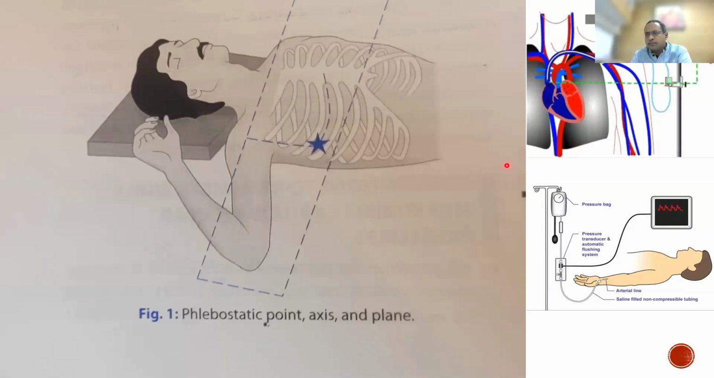And this is how a simple pressure transducer and the measuring system looks like. There is a pressure bag, which is approximately inflated to 300 millimeter of mercury. And there is a transducer, which is leveled at the phlebostatic axis. This is connected to an arterial line, and there is a saline-filled non-compressible tubing. This tubing must not be very compliant. It must not be very long. We'll discuss in detail what happens if the tubing becomes compliant or if the tubing is very long.